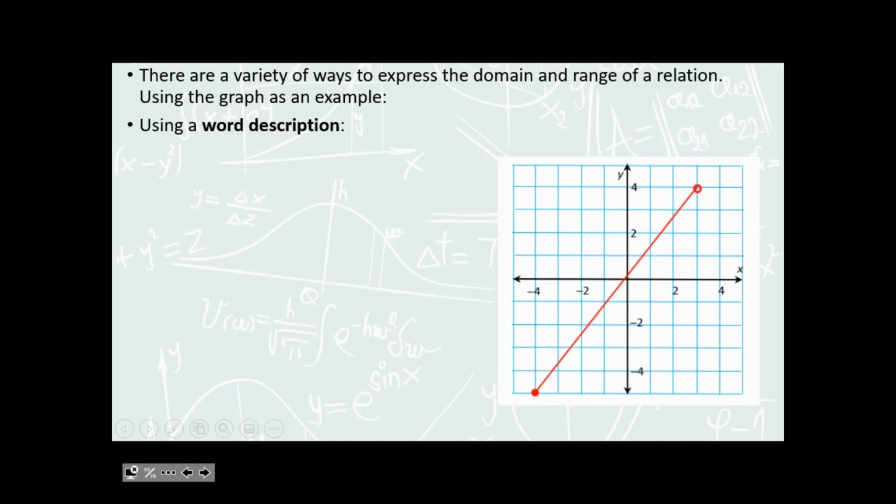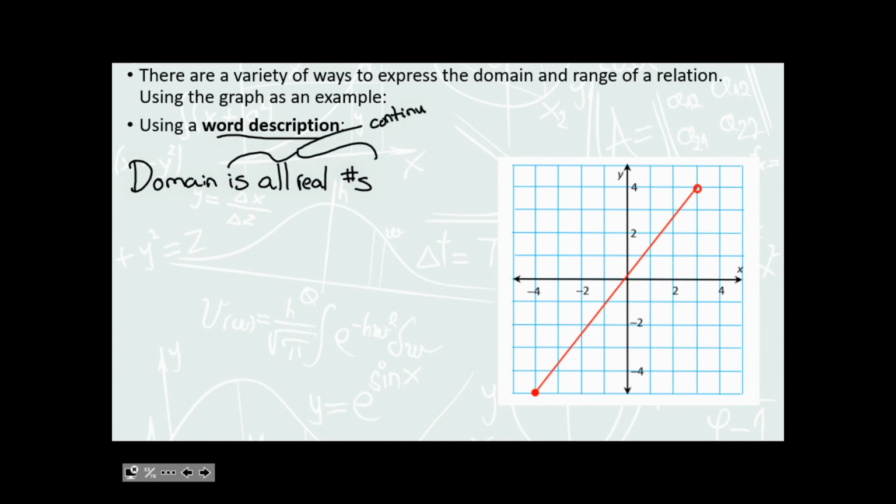So they give me this relation here, and they say, well, just describe in words the domain here. So I'm going to start that off. Domain is all real numbers, okay? Anytime we have continuous data, this right here is telling us this is a continuous line. So I always start off with that if I have continuous data. So domain is all real numbers, and then I can talk about my parameters from there.